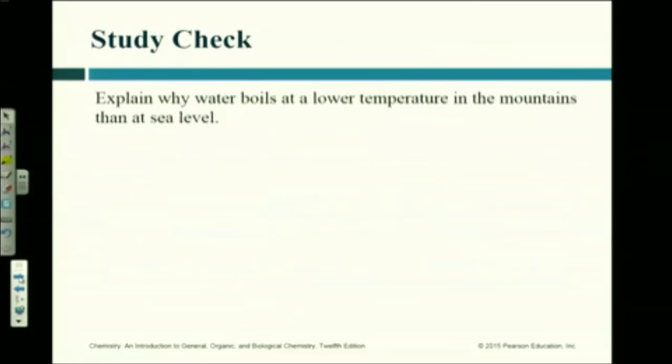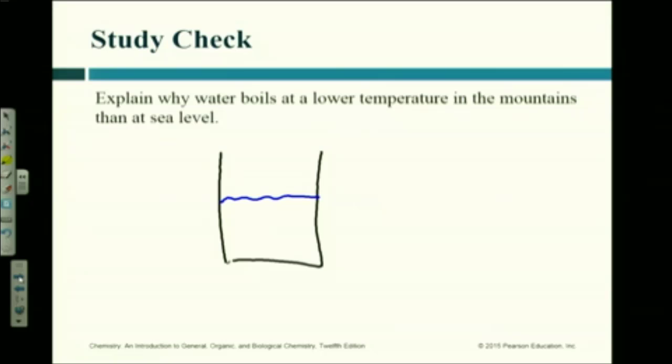Is there anybody here who can answer this question? Below sea level? What does boiling mean? What happens at boiling? And what does it mean that it's boiling? What's it doing?